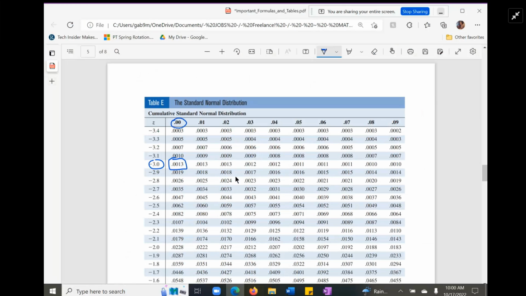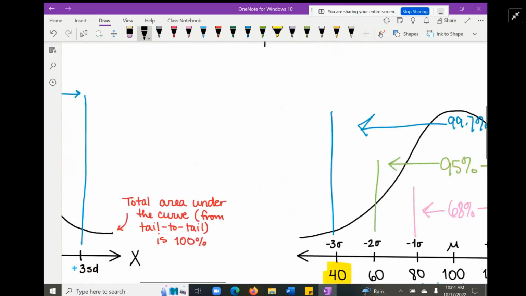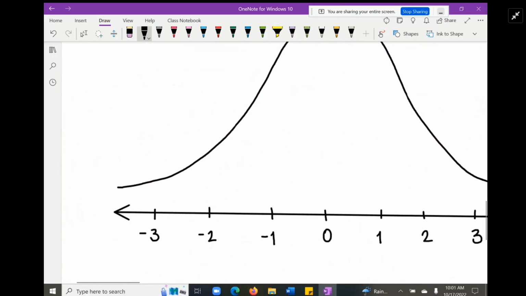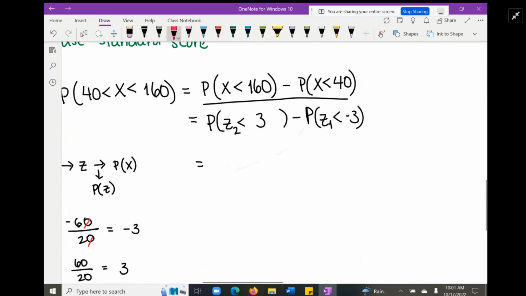So we see there's negative 3.00 to make it negative 3, and the area is 0.0013. That's the area going up to the value of negative 3. We're essentially talking about the area literally going up to that boundary. That's what that means. And we found the approximated value, because the values on that chart are approximations, 0.0013.